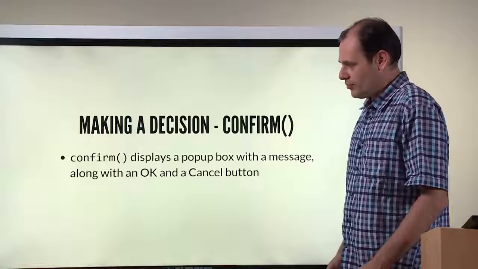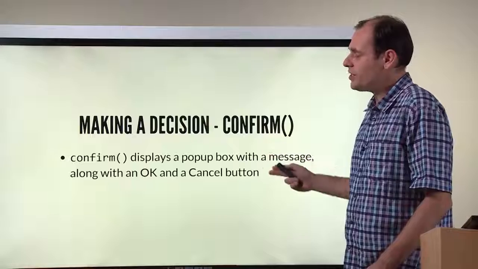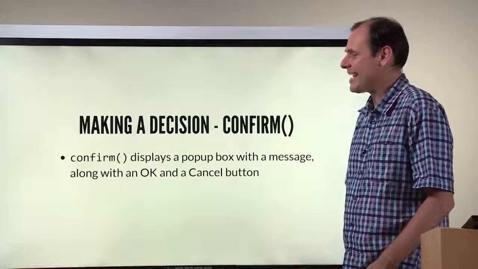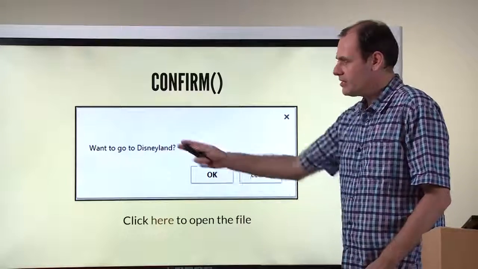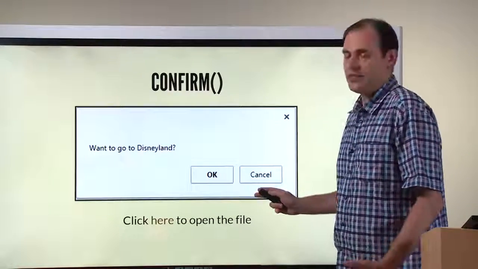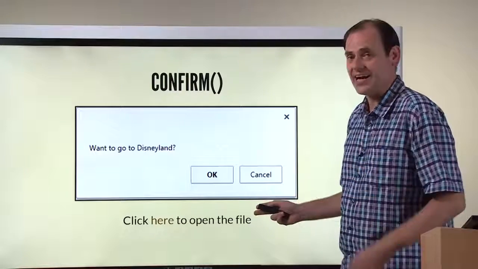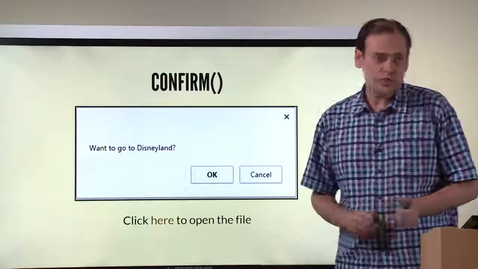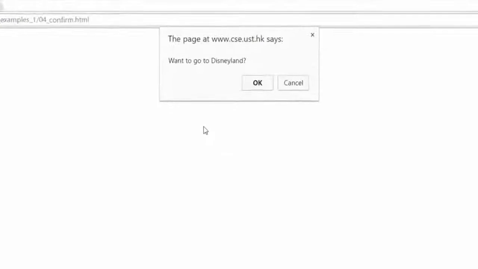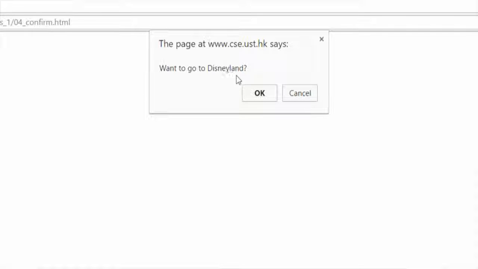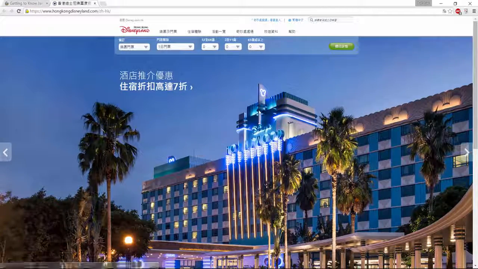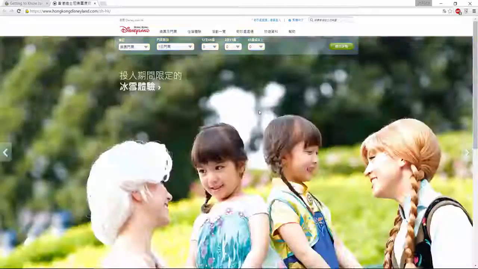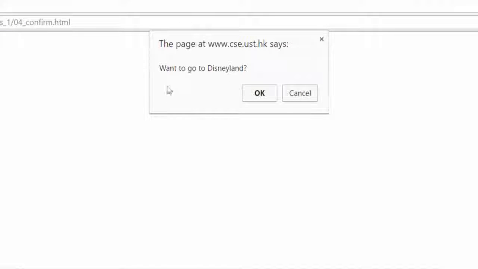All right, let's look at confirm. Confirm, pretty simple again, displays a pop-up box, but this time you get a chance to make some kind of decision, OK and cancel. A typical example looks like this, some kind of message, OK, cancel. So now the user can make a decision and your code can react appropriately. So let's try this one. Up comes the little window. Want to go to Disneyland? If we press OK, then the browser is forced to go to the Disneyland website. What happens if you don't say OK? Let's try that. Want to go to Disneyland? Cancel. And then nothing happens for this particular example.